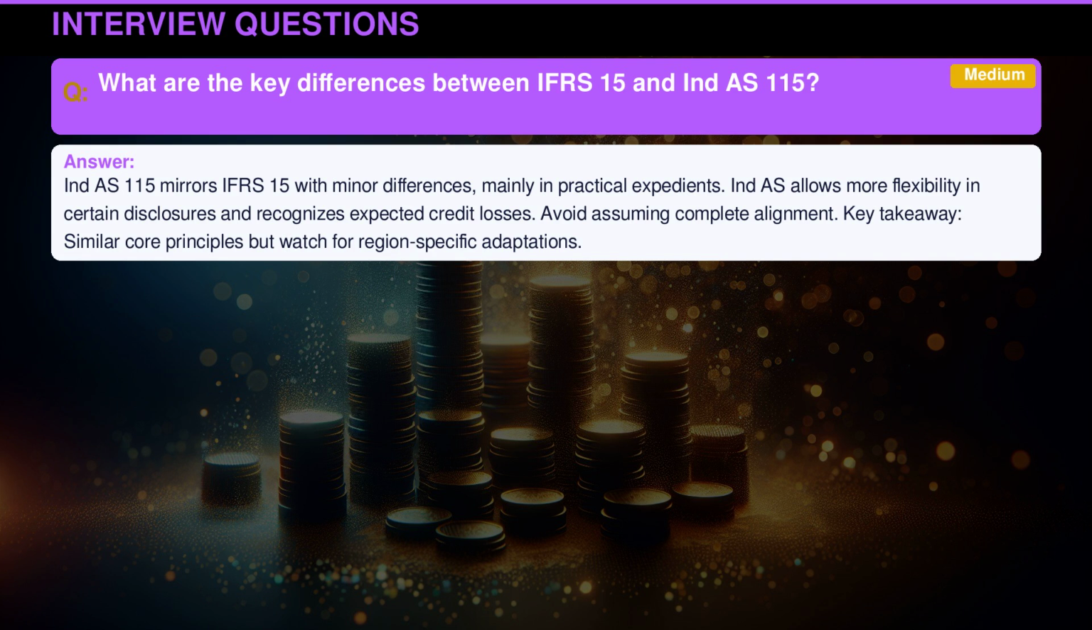Indian Accounting Standard 115 mirrors International Financial Reporting Standards 15, with minor differences, mainly in practical expedience. Indian Accounting Standard allows more flexibility in certain disclosures and recognizes expected credit losses. Avoid assuming complete alignment. Key takeaway: similar core principles, but watch for region-specific adaptations.